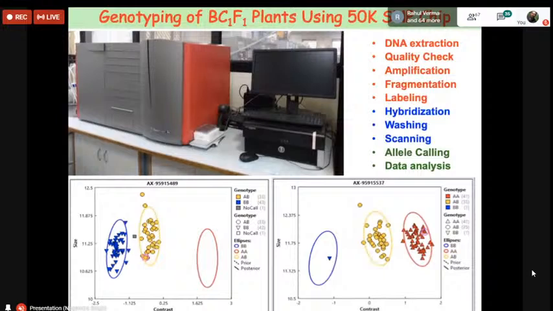This is a high density map, enough for any QTL mapping. So you don't have to do a polymorphism survey and then analysis. In one go, you have everything. Polymorphism survey is there, genotyping is also there. And you can select the markers which fit the 1:1 ratio and discard the rest.